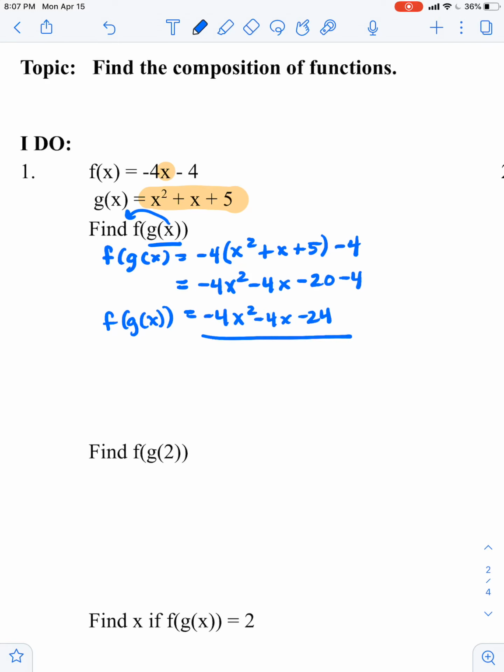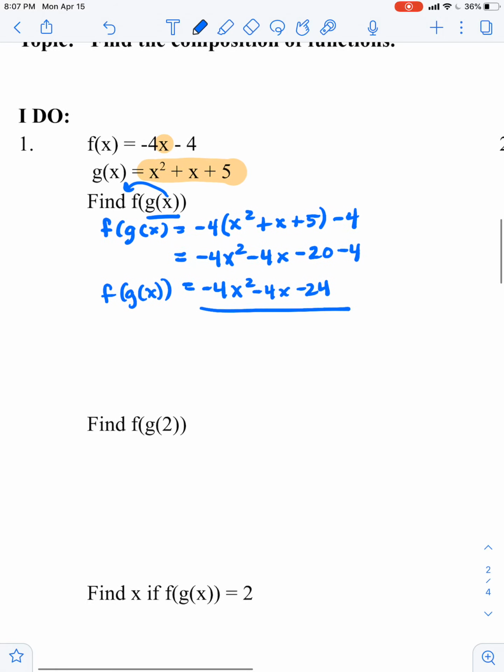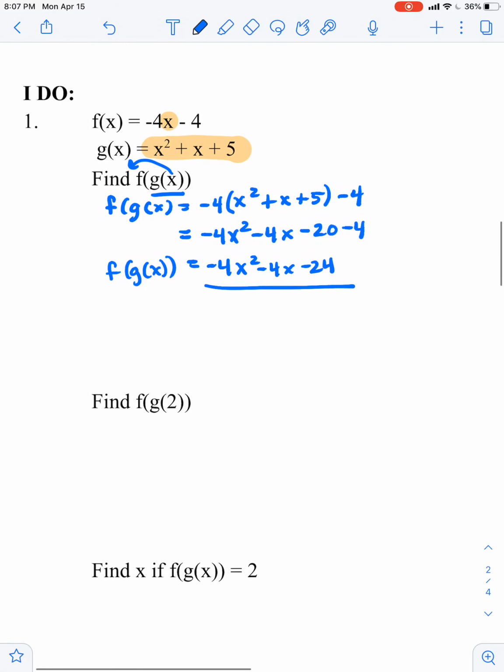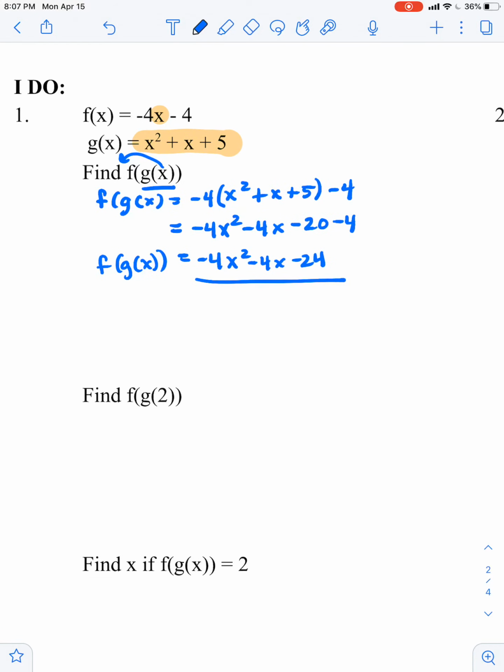Okay, now I'm going to go on down to the next step, just right below here, and it says, now that you have done f of g of x, we now want you to do f of g of 2, which is saying take your problem, and we're now going to put a 2 for the x.